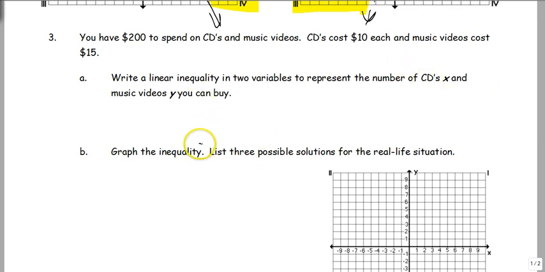$10 for CDs plus $15 for music videos. It can be equal to 200 and it can be less than. We obviously cannot go over 200.